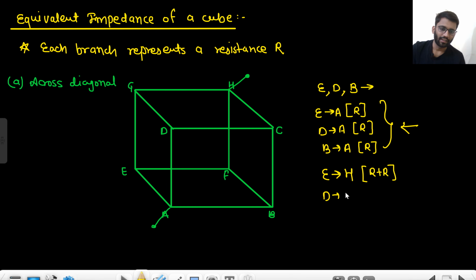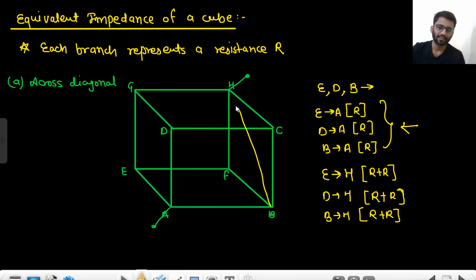Talking about D, D will go to H, R and R. This is the shortest path, right? It can go like this as well, R and R, again the same, R plus R. And B will go to H, R plus R. This is the shortest path only. It can't go like this, because there is no resistance involved in between. There is no resistance there, right?